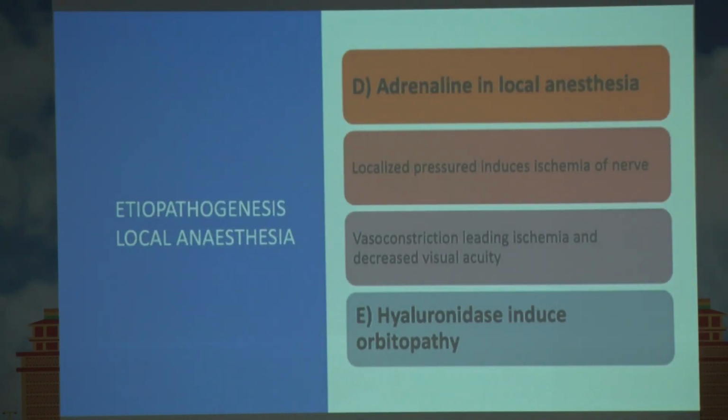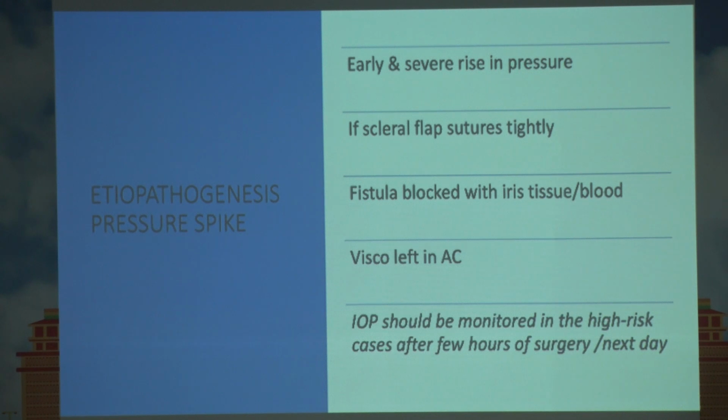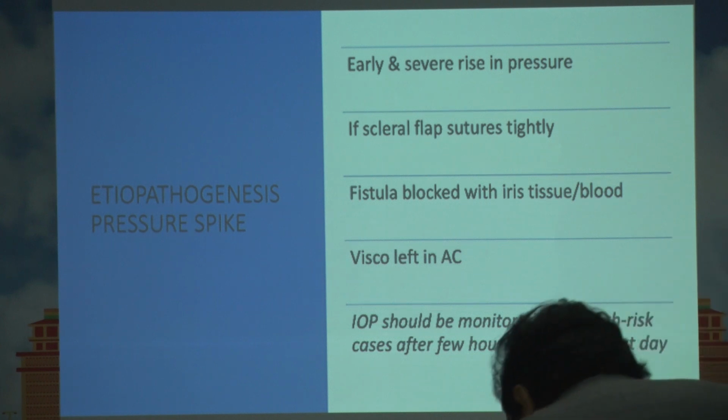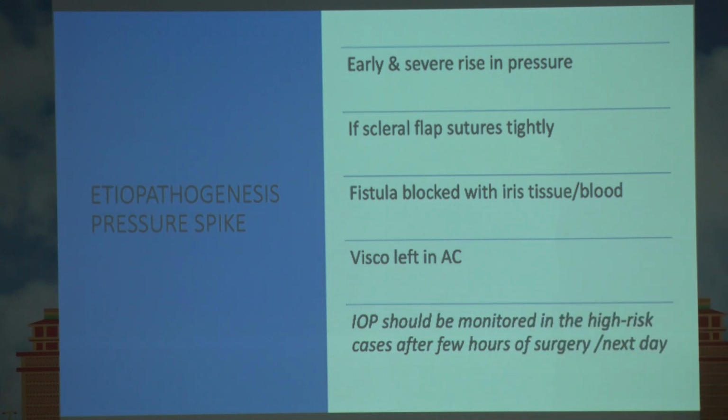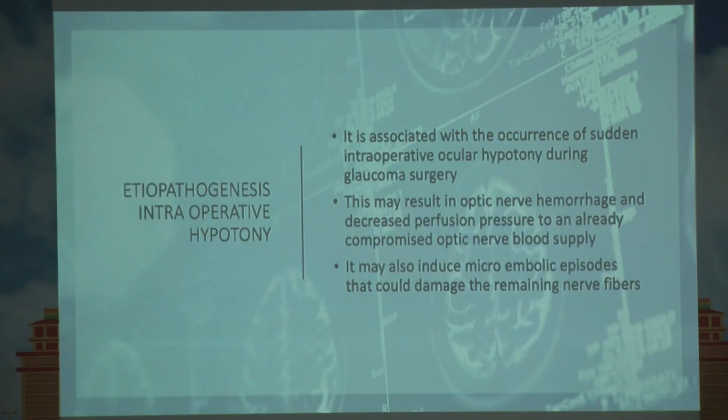Adrenaline in local anesthesia can be a vasoconstrictor and can create some kind of problem. Even hyaluronidase is associated with orbitopathy and optic neuropathy, and they can result in damage. Then pressure spikes in the intraoperative as well as the postoperative phase. If you have sutured the scleral flap very tightly, or the fistula is blocked with iris tissue, or you leave the viscoelastic in the anterior chamber in these patients, and in the post-operative phase the IOP is very high, this can lead to a split fixation.